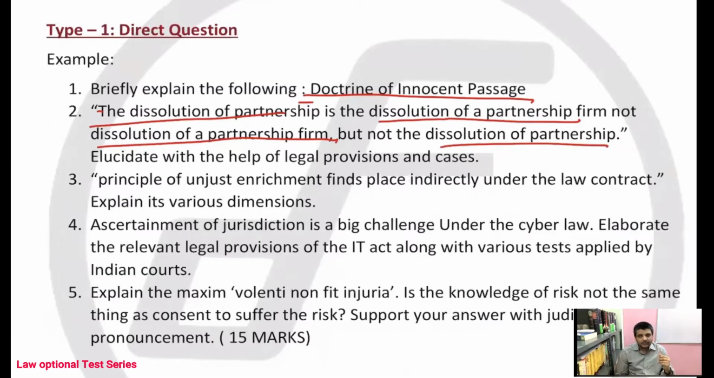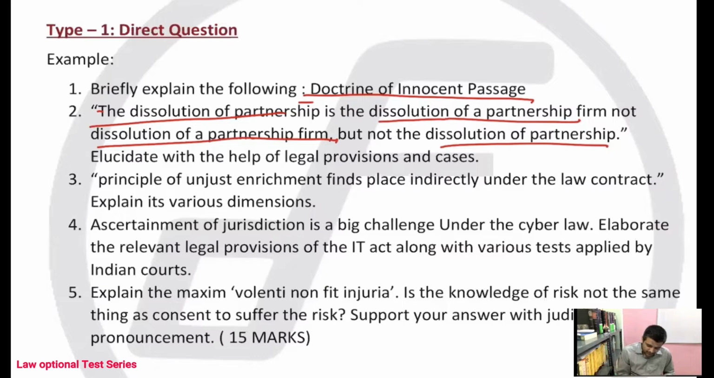In the Partnership Act, when you dissolve a partnership, it is only the form that is dissolved. The actual partnership is not dissolved until and unless all the rights and obligations cease to exist. So that is the concept that relates to when the relationship between partners actually comes to an end. Very specific concept-based, direct question.